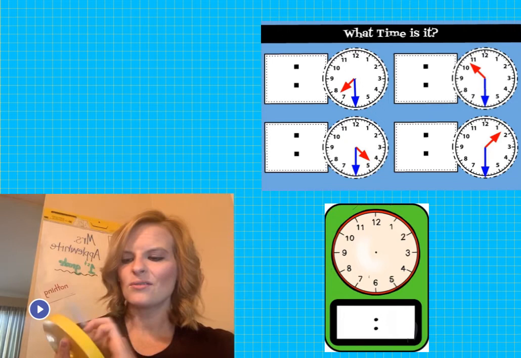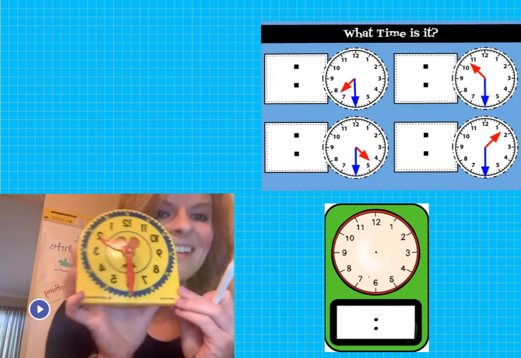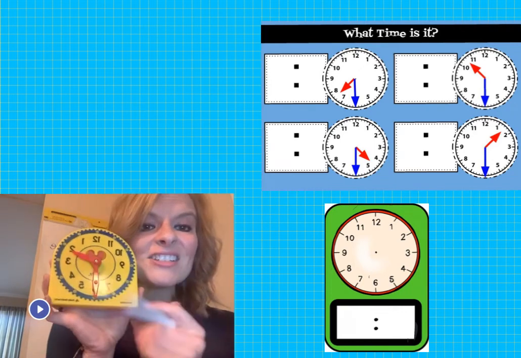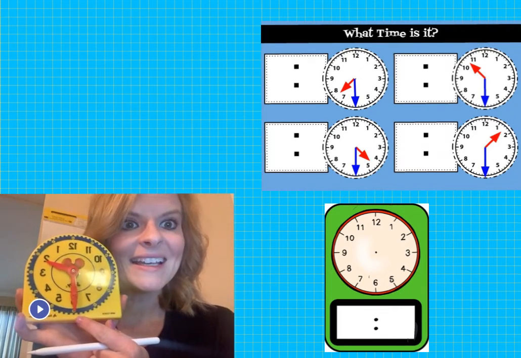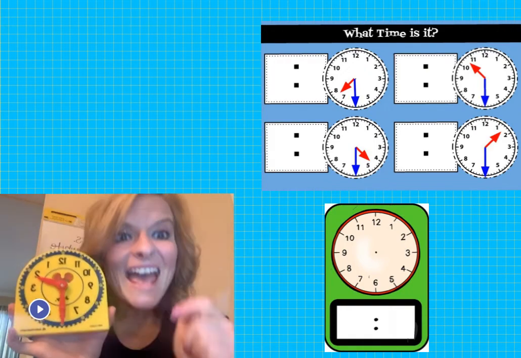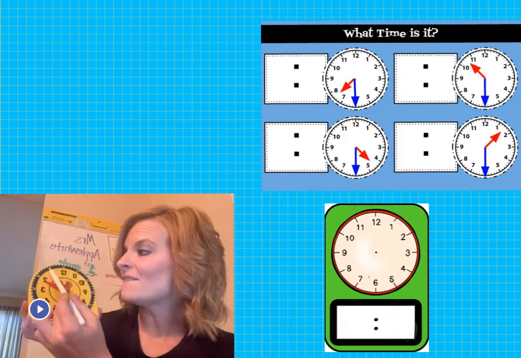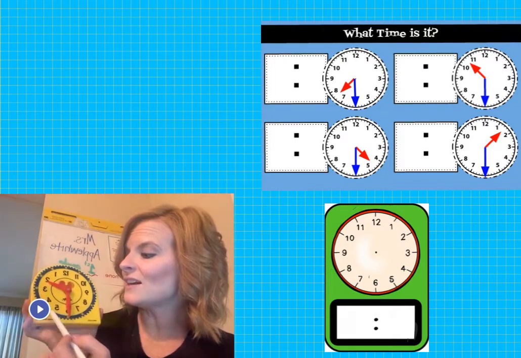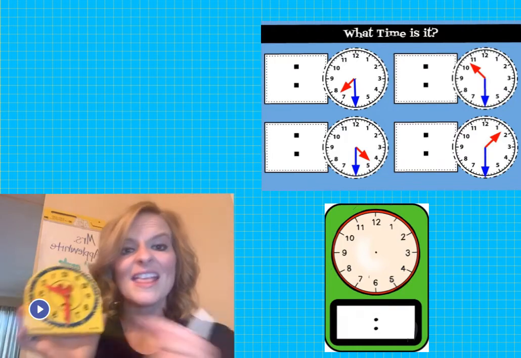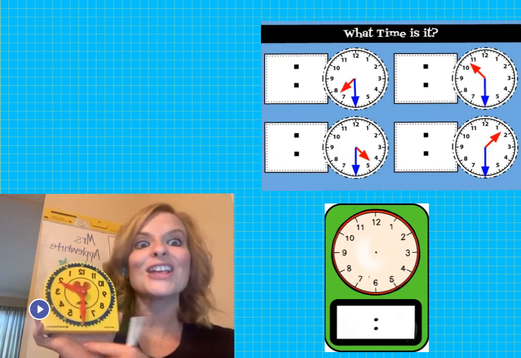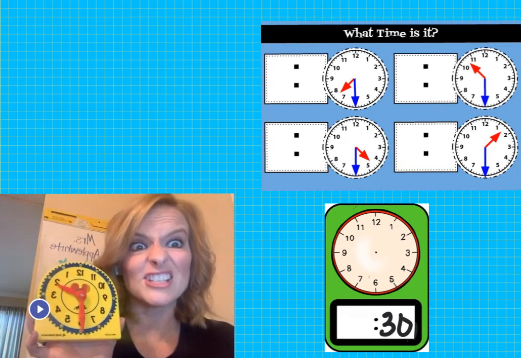Let's go, right here. Okay. So let's look at our minute hand, our long hand. Where's it pointing? Yes, good job. It's pointing at the 6. So remember, 0, 5, 10, 15, 20, 25, 30. And we just know in our head that half is 30. And the 6 is where it's 30 minutes.